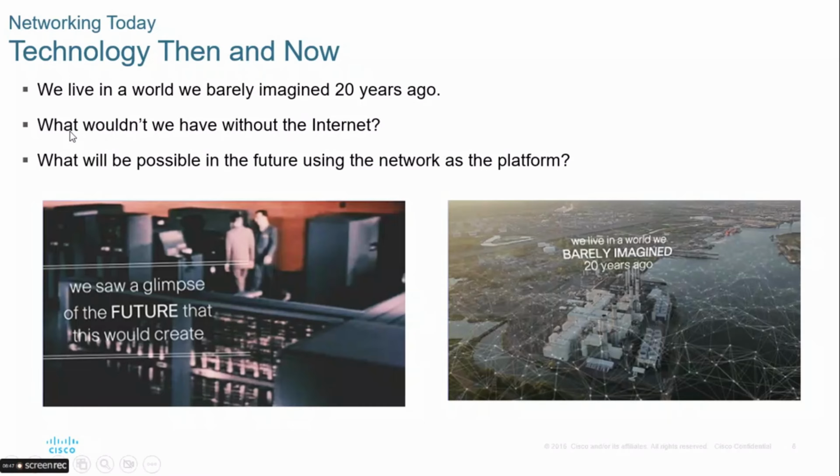There is this question: what wouldn't we have without the network? What is it that we would lack if the network were not there? Think about it. Write your answer in the comment section. I'll ponder over it or I'll check.